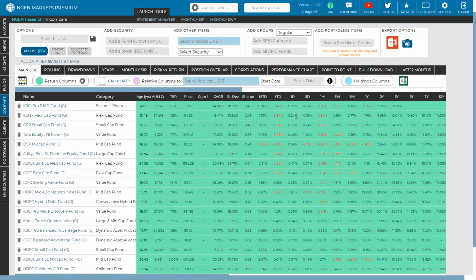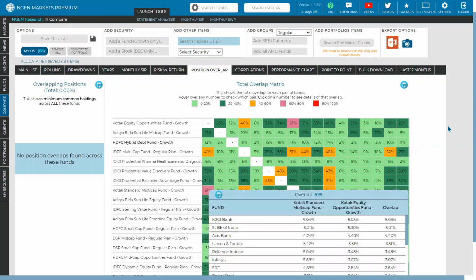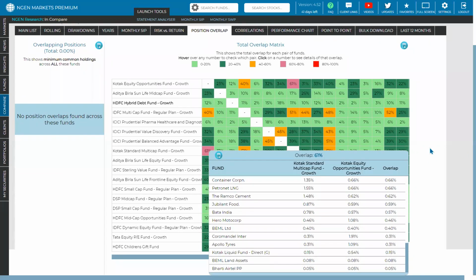So this is one client which was added through the RTA connection. And once I check the position overlap, you can see there are some highly positionally overlapped funds in the system, like Kotak Standard Multi-Cap versus Kotak Equity Opportunities Fund. When you click on it, you can see these are the securities which are overlapping in the system. So that's how the entire portfolio review for the NGEN market system is concluded.